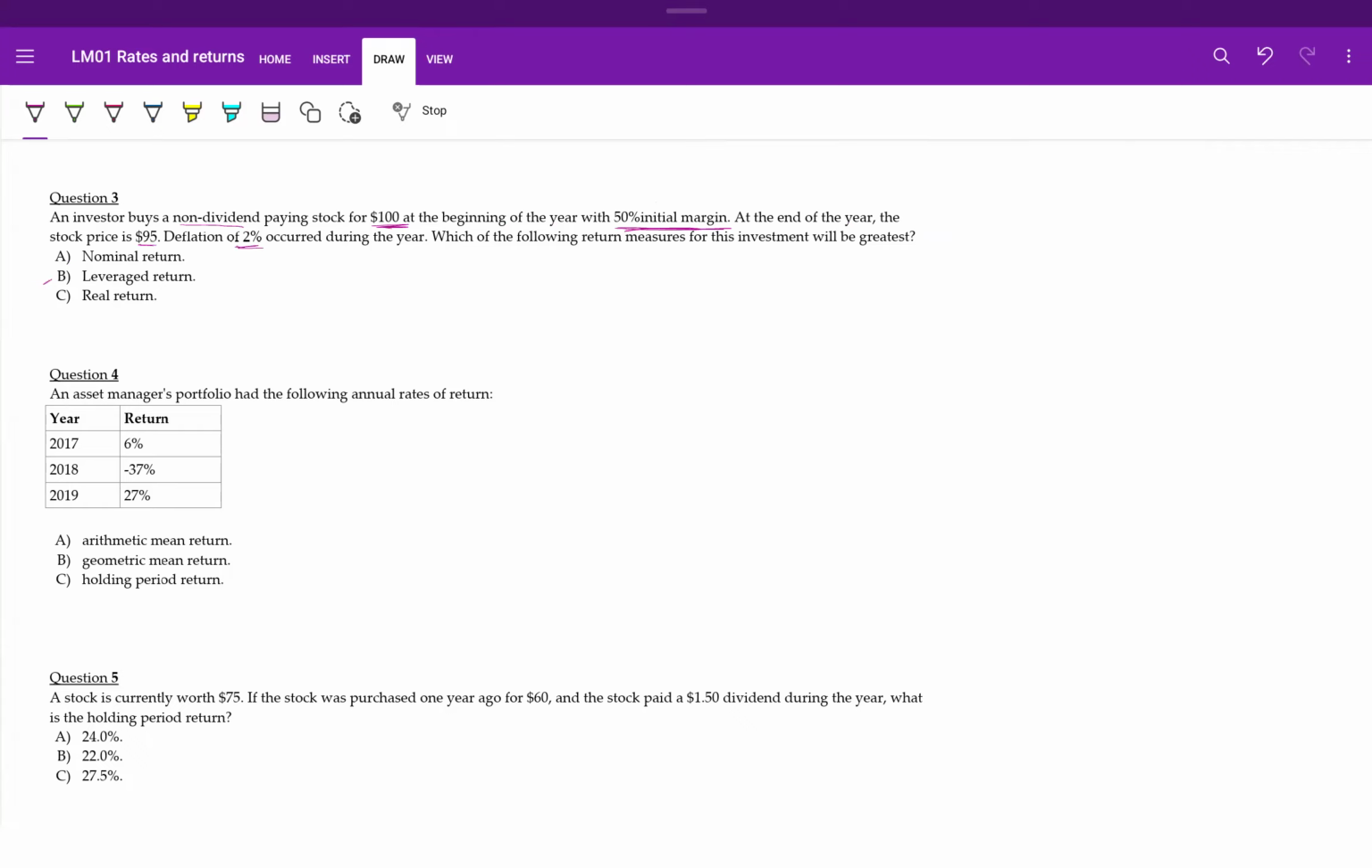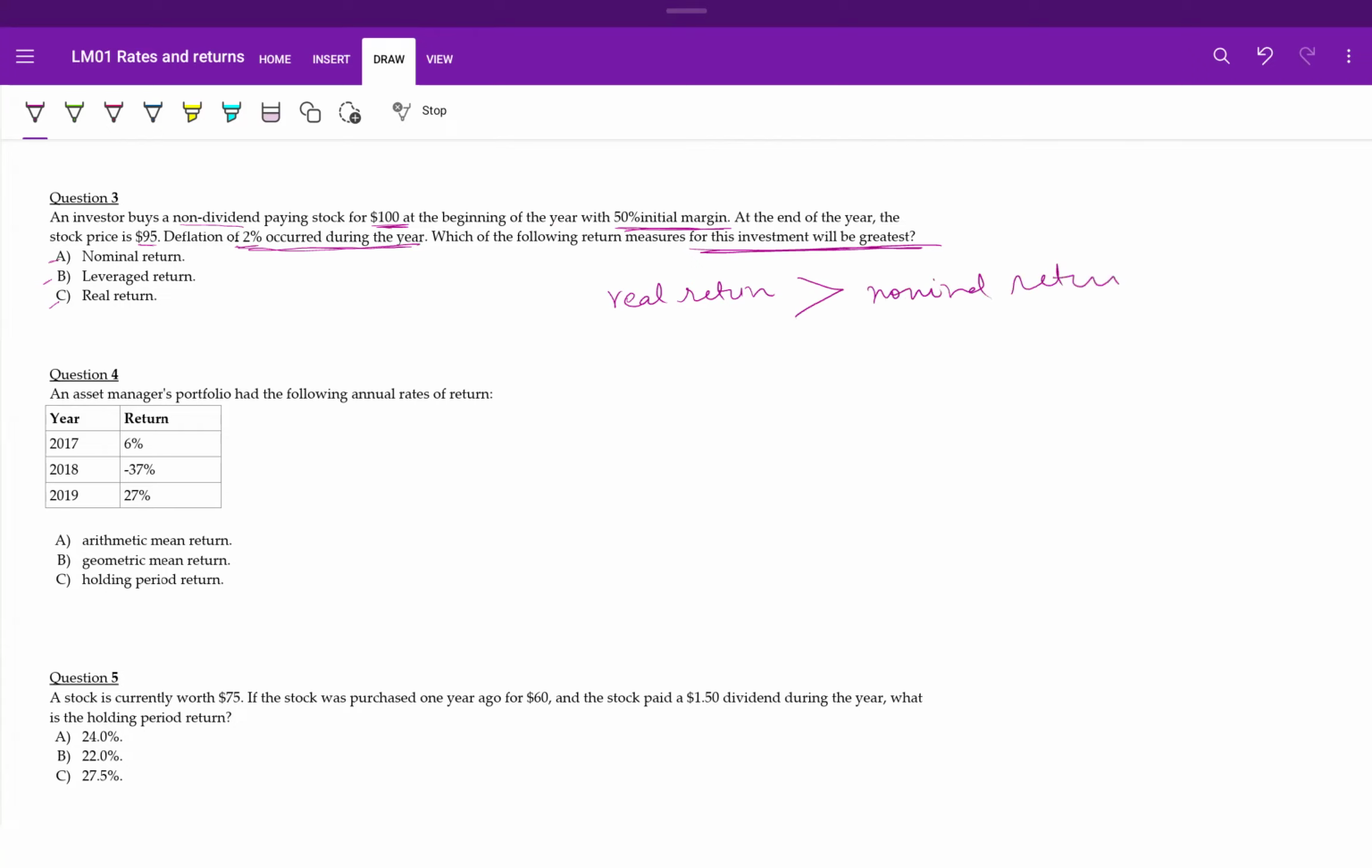Deflation of 2% occurred during the year. Now, nominal and real return. Which of the following return measurements for this investment would be greatest? And here we do not need any calculation. The real return is greater than the nominal return because the inflation rate is negative. So real return is going to be higher than nominal return.